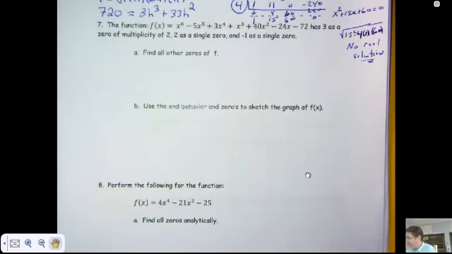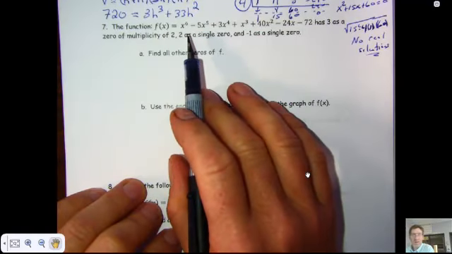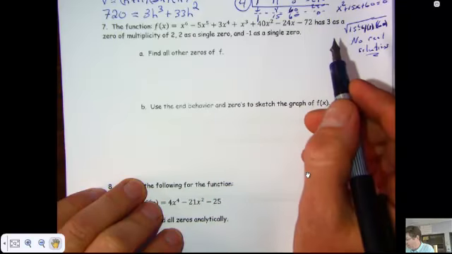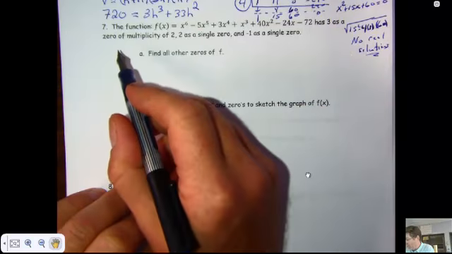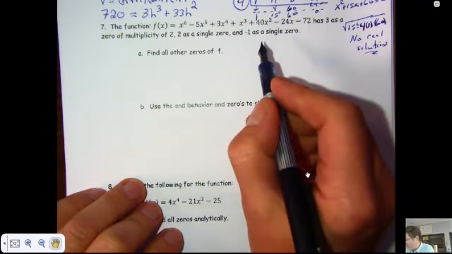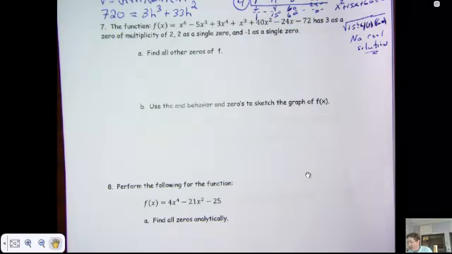Yeah, so they're giving us this great big polynomial. This is a 6-degree polynomial, and it has 3 as a zero with a multiplicity of 2, and 2 as a single zero, and -1 as a single zero. It says find all other zeros of f.